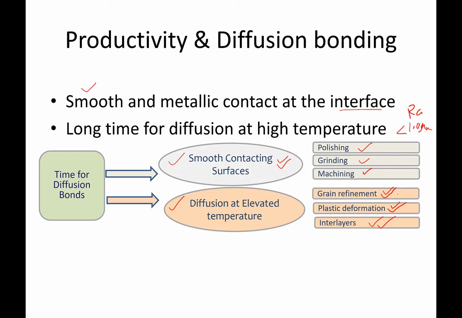So if we have to reduce the diffusion bonding time for development of the diffusion bond, then we need to work on both aspects. Like, if we can develop diffusion bonds of just machined components where we don't need much grinding or polishing. Likewise, if we can accelerate the diffusion bonding through suitable localized surface layer deformation, grain refinement, or use of an interlayer. These are some of the things which need to be kept in mind for cutting down the diffusion bonding time, as well as improving the productivity.